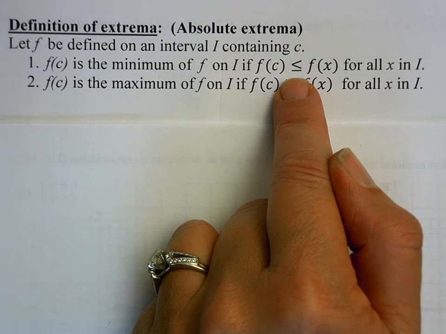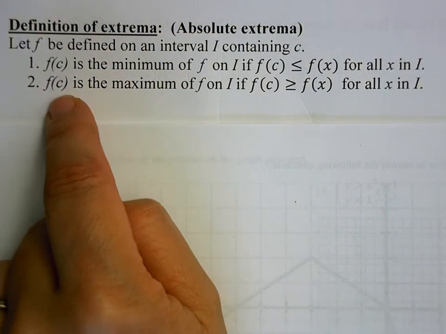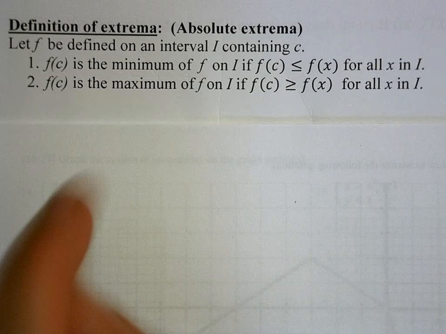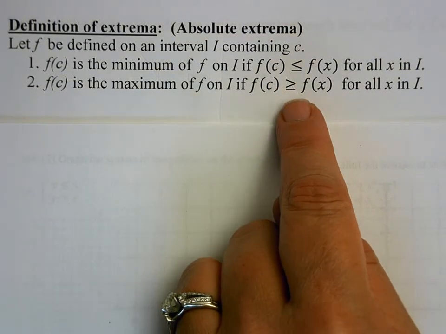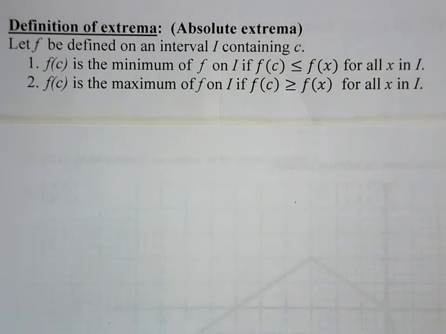So if there is a smallest y value on your interval, then that is called your minimum. So your maximum, f of c, again, is your y value. That is a maximum of your function on I if f of c, your y value, is greater than or equal to f of x for all values of x on I. Okay, so basically your highest and your lowest y value on whatever interval you are, that is our max and min.